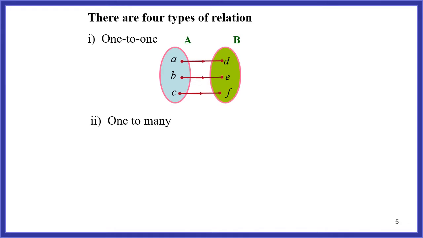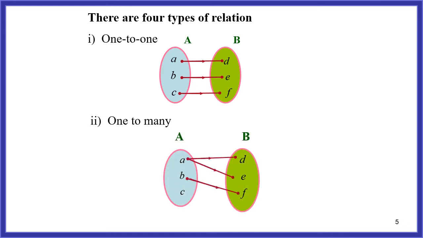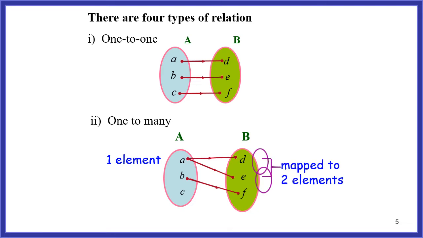One to many. So how about one to many? It means that an element in A will have more than one element in B. So for one element we have mapped to one element. But for this one element in A, it maps to two elements. So it can map to many elements in B.